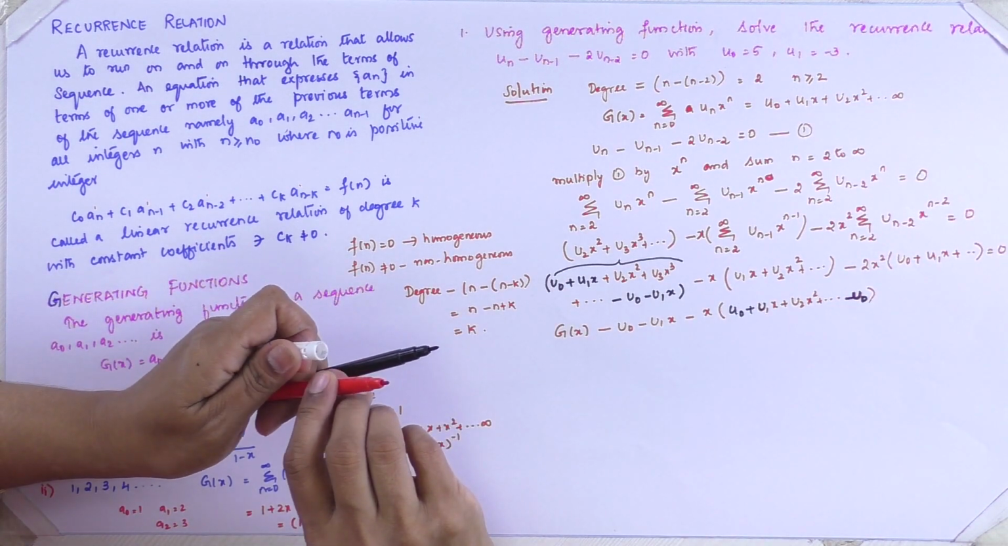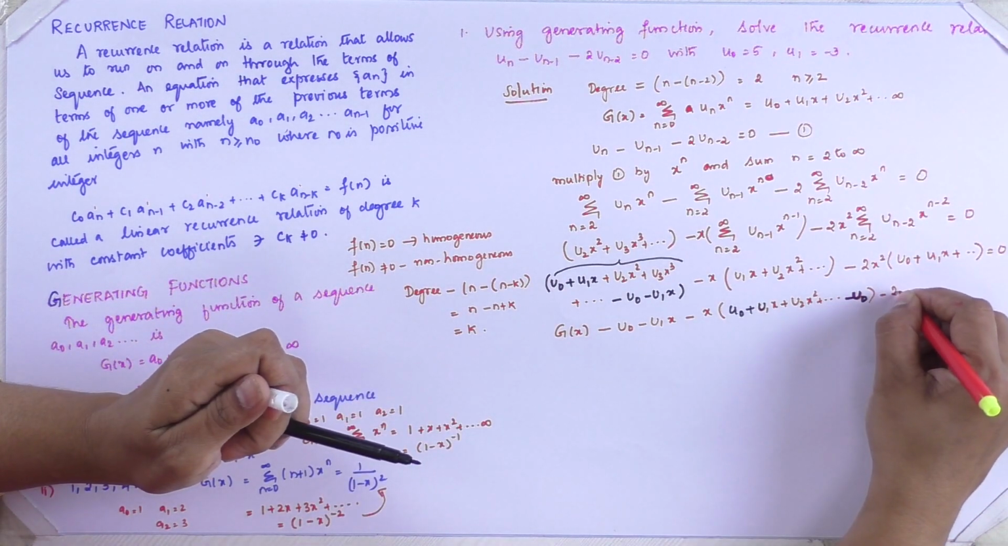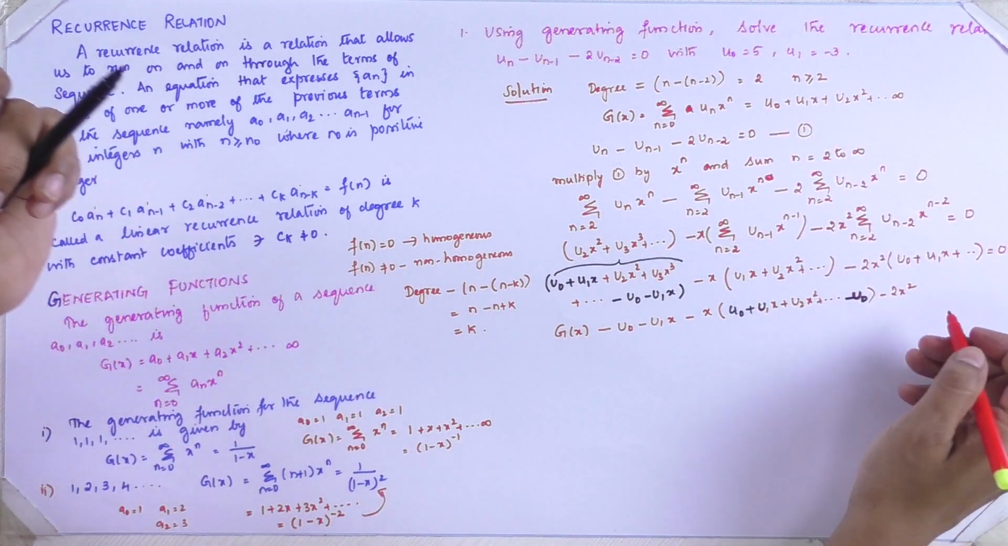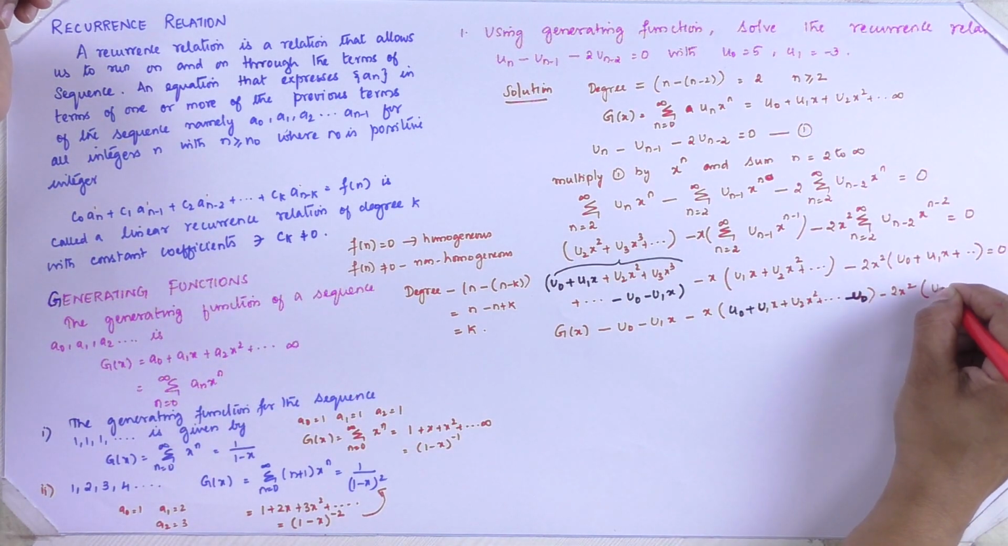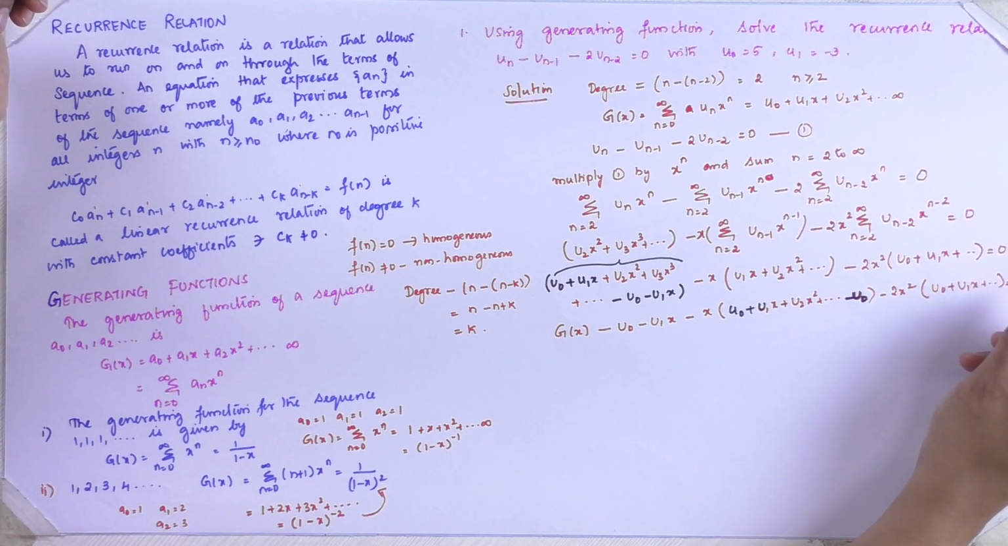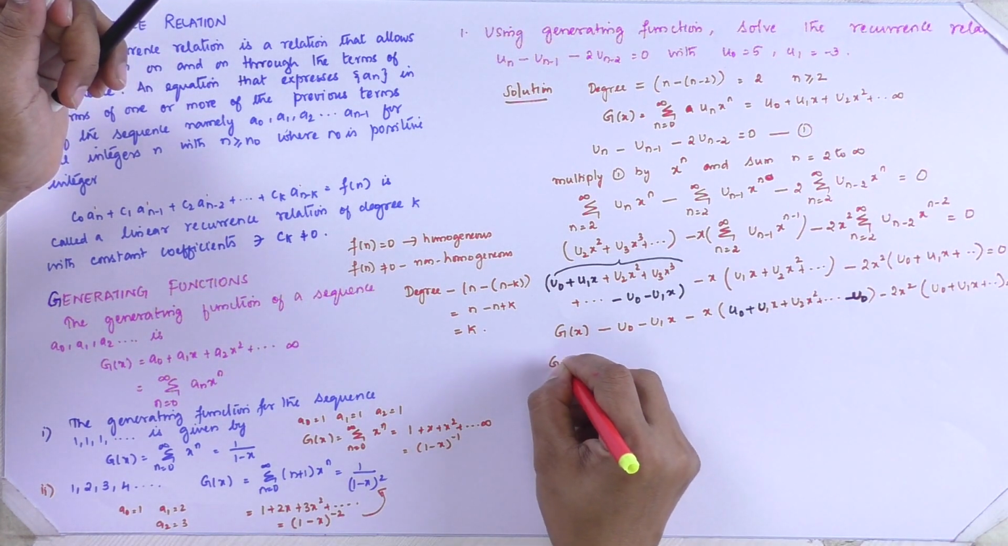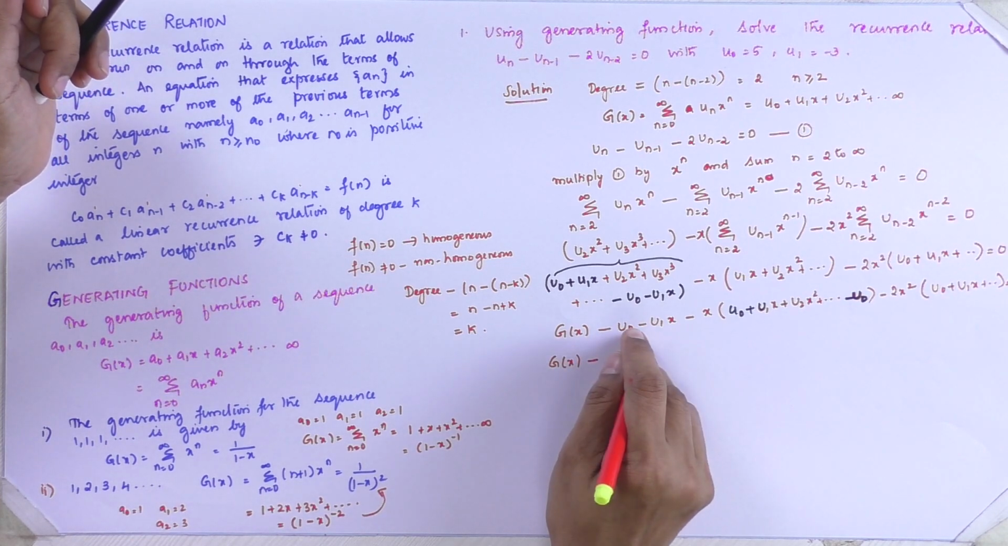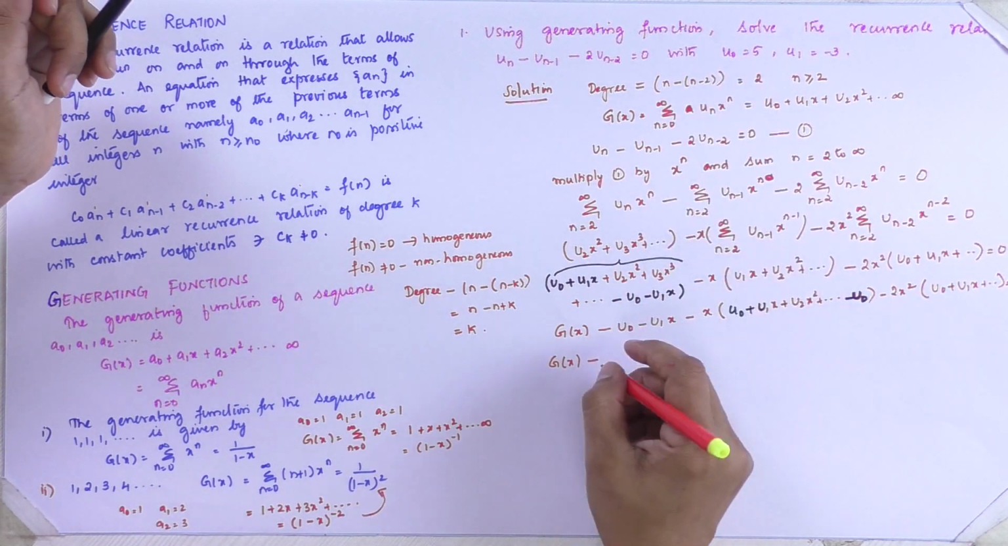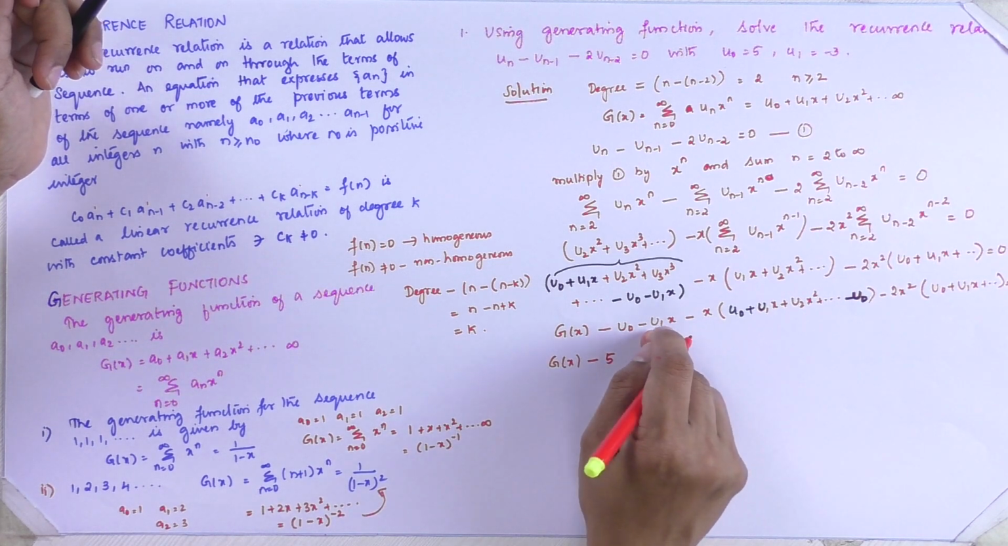And next I have minus 2 x square. I need not add or do something else, because all the terms of my generating function are present here, equal to 0, right. So my g of x minus, what is my u0? u0 is given to be 5 here, 5, and what is my u1?